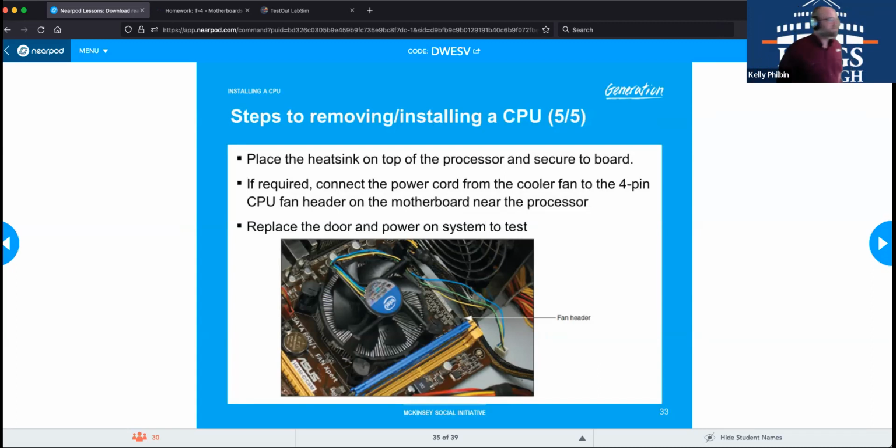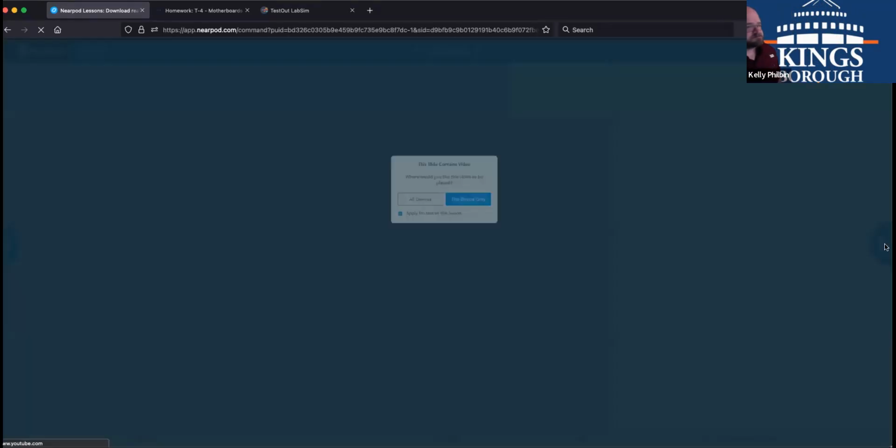And if required, which it should be, connect the power cord from the cooler fan to the 4-pin CPU fan header on the motherboard. Right near the processor it should be clearly marked. If not, it should be easily identifiable within the documentation of your motherboard. After that, replace the door on the exterior of your computer, plug everything back in, and turn it on and pray. Make sure you get past POST.